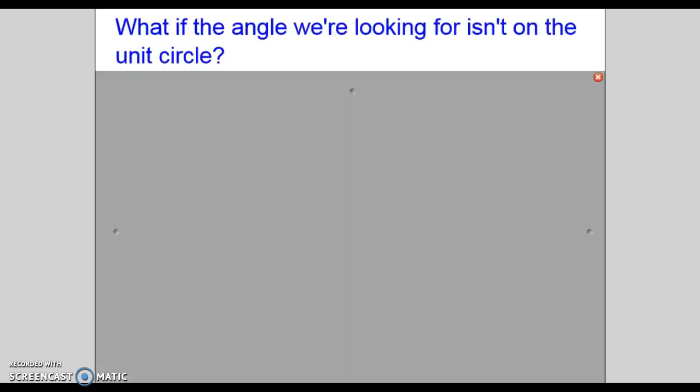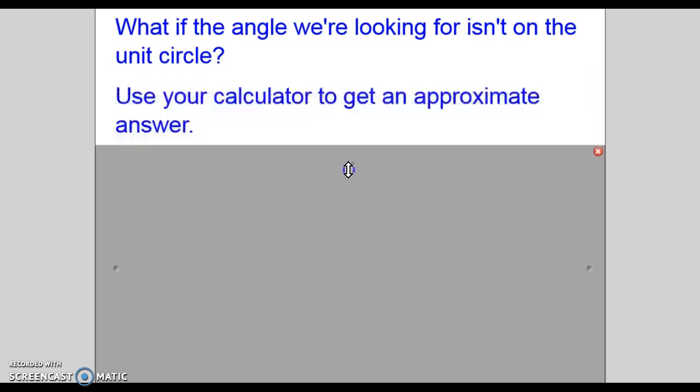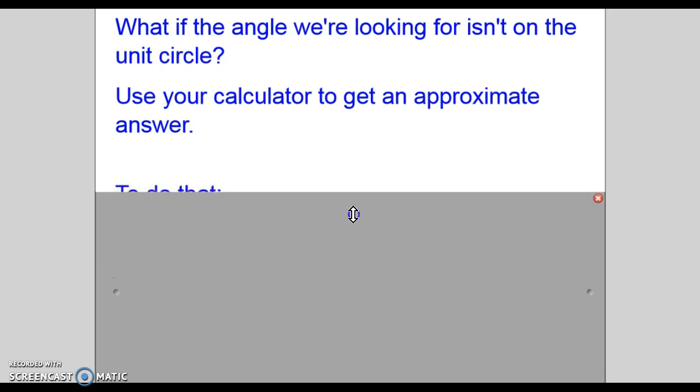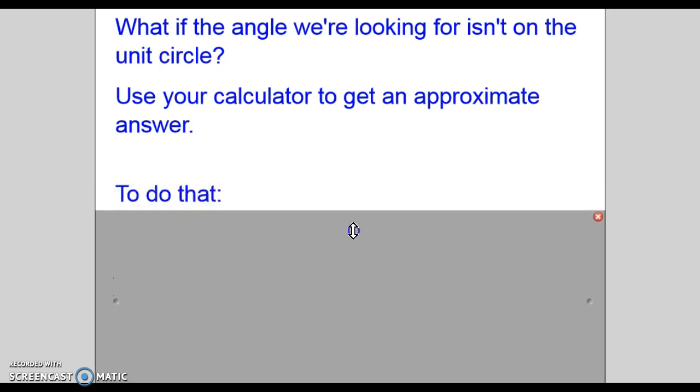Basically, what we'll be looking at today is what do we do if the angle we're looking for isn't on the unit circle. So far all of our answers have been on the unit circle, so what happens when they aren't? We're going to use our calculator to get an approximate answer, which is a little more complicated than it sounds because your calculator is dumb. Your calculator is dumb because it only gives you one answer, and oftentimes we're looking for two answers. So we actually have to be smarter than our calculator and know how to find both answers. And here's how you do that.